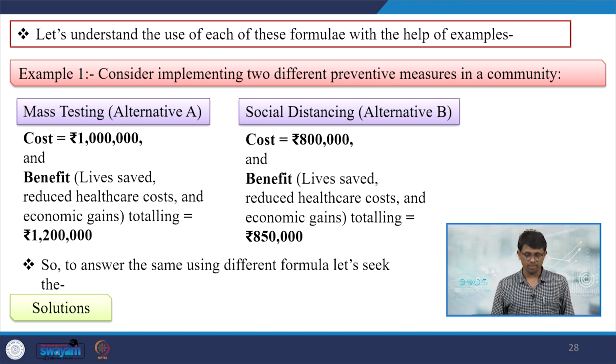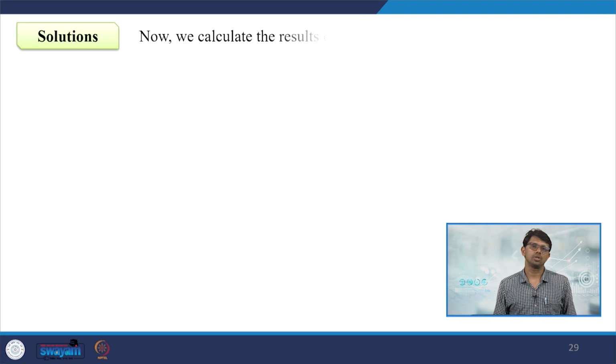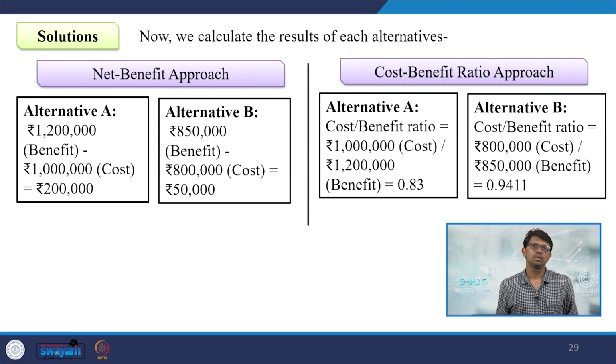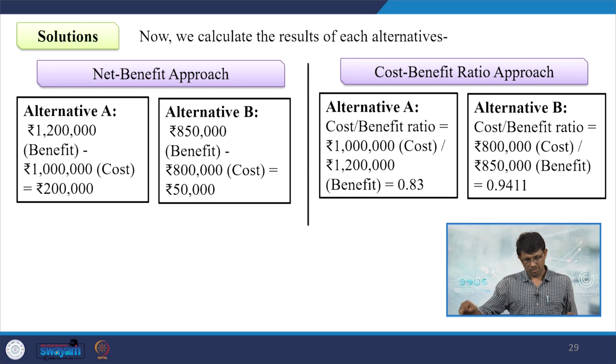To answer the same using different formulas, let us get the solution and check which one is better. One is the net benefit approach, and another is the cost benefit ratio approach. In case of the net benefit approach, alternative A has 1.2 million as against alternative B, which is 8.5 lakh.